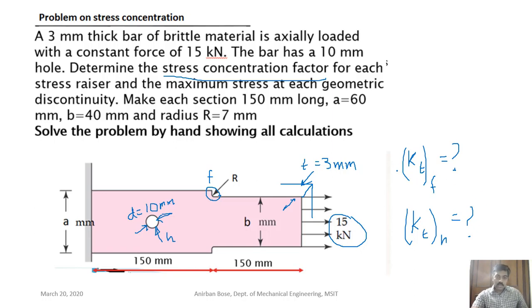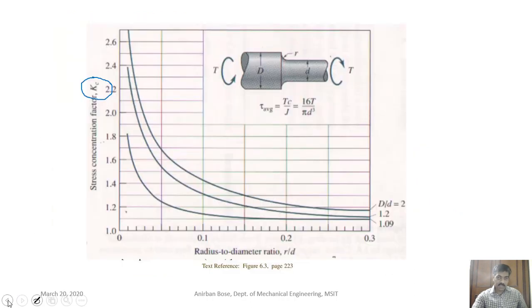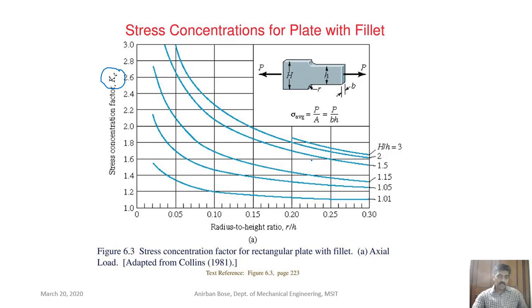So how can I find this out? I have told you we can find KT values directly from the graphs that we observe in the handbook. Okay, so first let us find it for the fillet. Go back and see where this kind of thing is. Which one is it? This one. So if it is under axial loading and we want to find the stress concentration, from this graph we will be able to find the KT values.